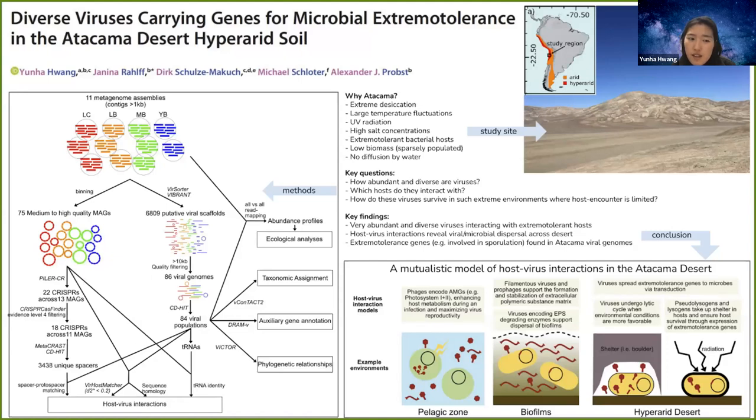So we posit that these viruses likely infect their hosts and then take up shelter in their hosts as lysogens or pseudolysogens, and then in turn ensure survival of their hosts through the expression of these extreme tolerance features. And over time, these viruses might also play an important role in spreading extreme tolerance genes to different microbes by transduction. This study is about to be published in mSystems, and the latest version is also available on bioRxiv.